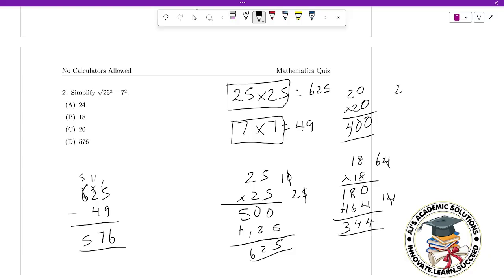Then for the 24, so 0, 2 times 4 is 8, 2 times 2 is 4, 4 times 4 is 16. So you notice I have a 6 at the end here. 4, 2 is 8, and 1 is 9, plus, so this is 6, 17, 4 and 1 is 5. So the answer here is A.